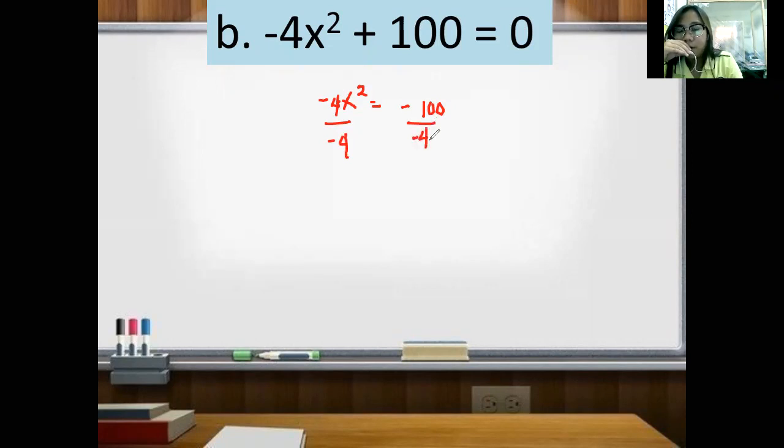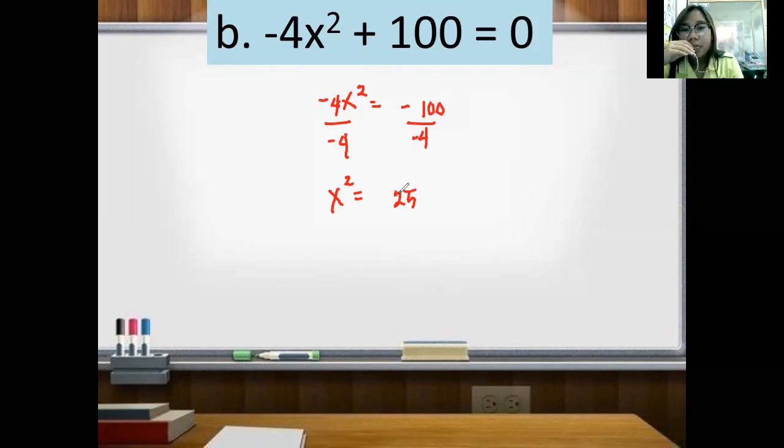Okay, so let's simplify this equation by dividing negative 4 to both sides. Negative 4 divided by negative 4 is 1. So, hindi mo na siya pwede isulat, or you are not allowed to write it down po kasi nga po, imaginary na siya. Okay, so we have x squared is equal to negative 100 divided by negative 4, which is positive 25. Okay, very good. Bakit po positive 25? Because negative divided by negative is positive.